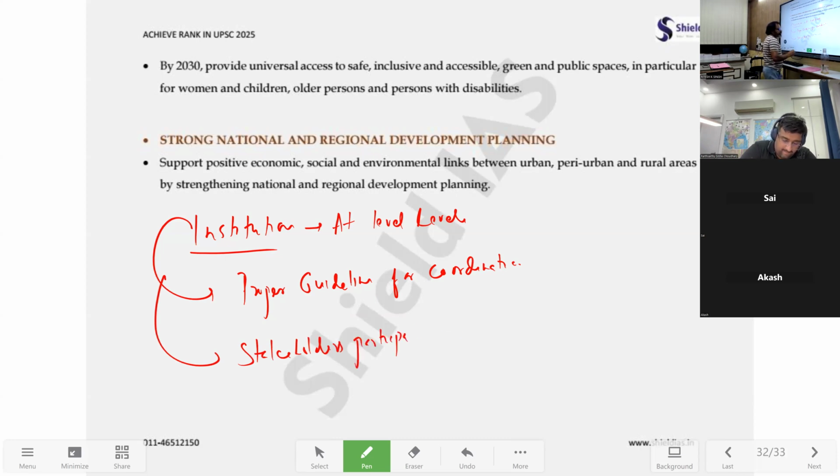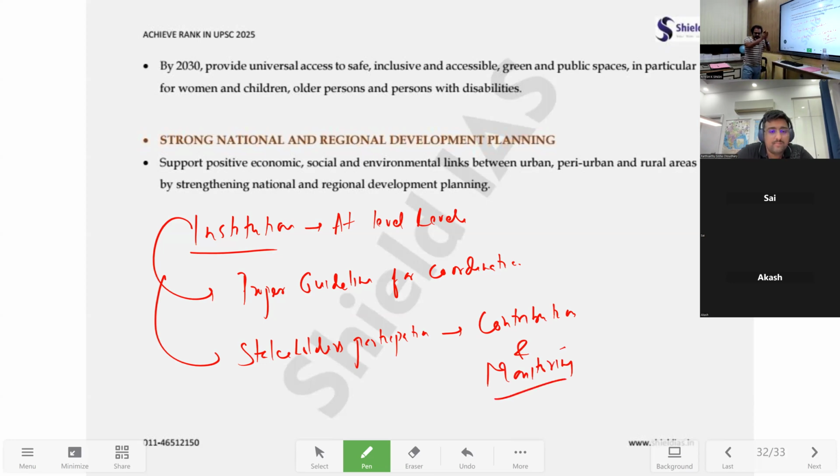They are also required for contribution, and they are also required for monitoring. Now, to implement anything, first of all, create guidelines, create proper institutions at all levels, invite stakeholders for cooperation and participation, and also create a monitoring and evaluation system. Then all the things will be implemented in a smooth manner.